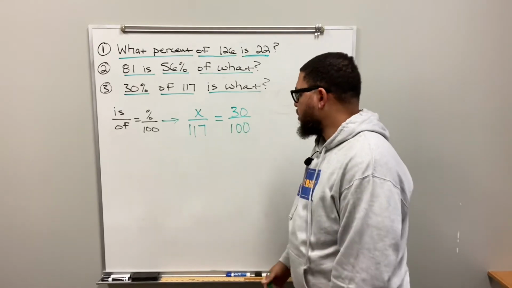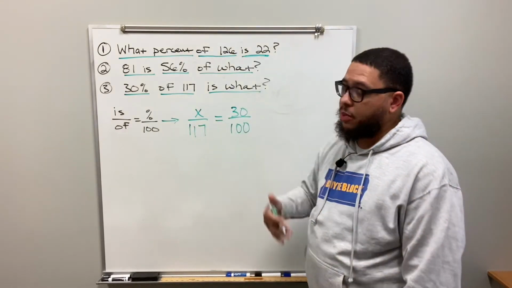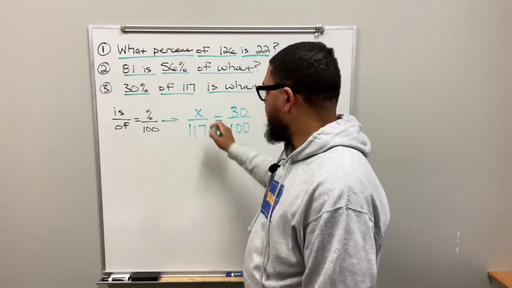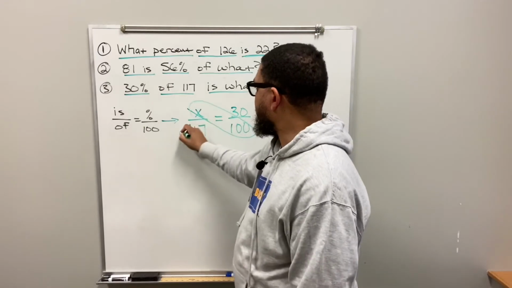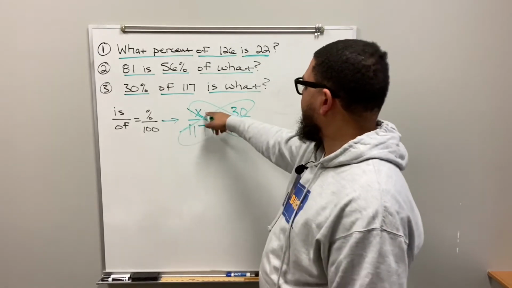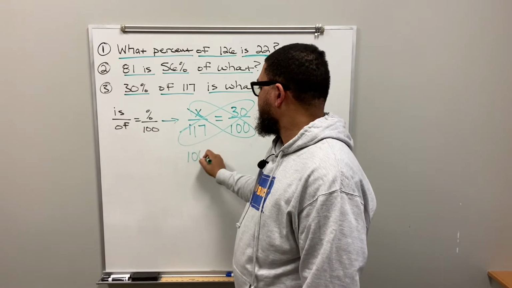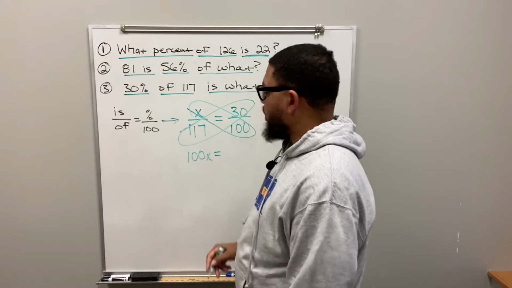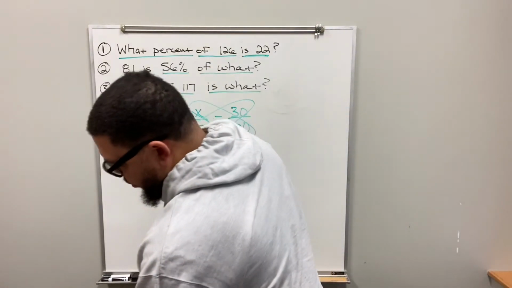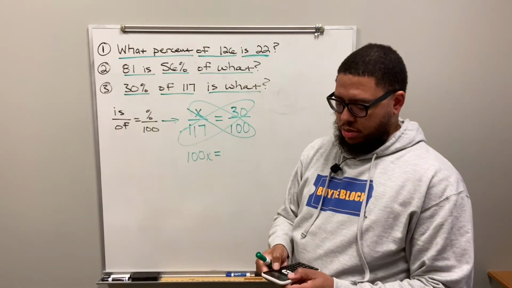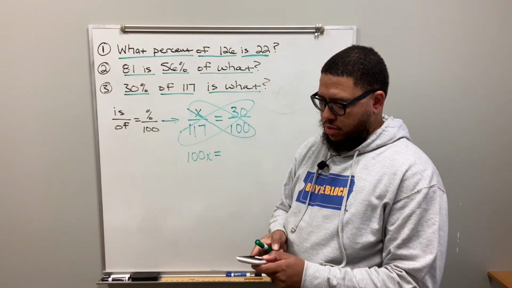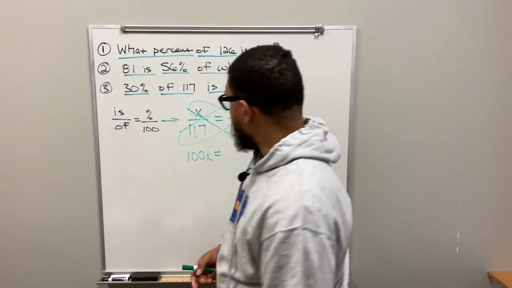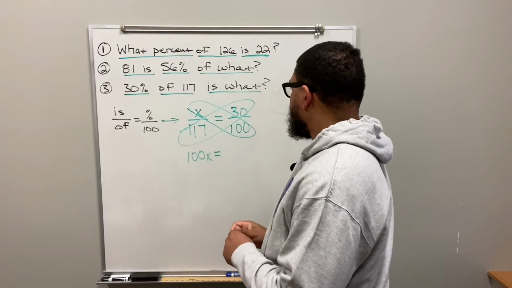All right. So now I got my equation set up, but I want to get rid of the fractions. So I use the cross product property. Like I did in the other 2 examples, I cross multiply. X times 100, that's 100x. Bring the equal sign down, 117 times 30. Grab my calculator for this one. So 117 times 30, 3,510.